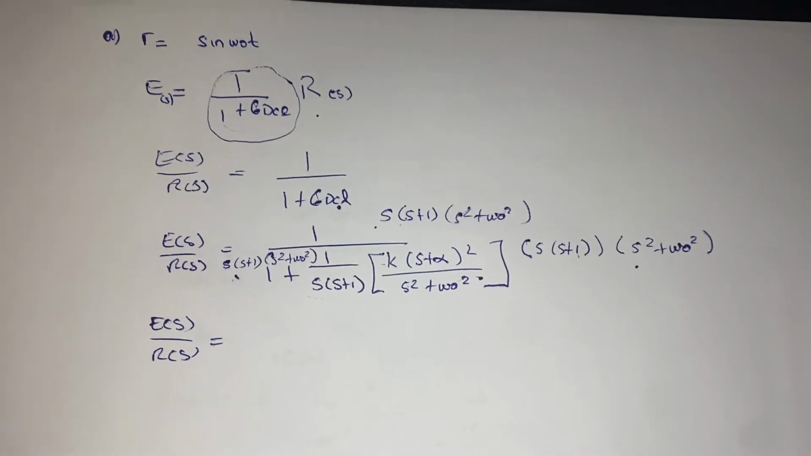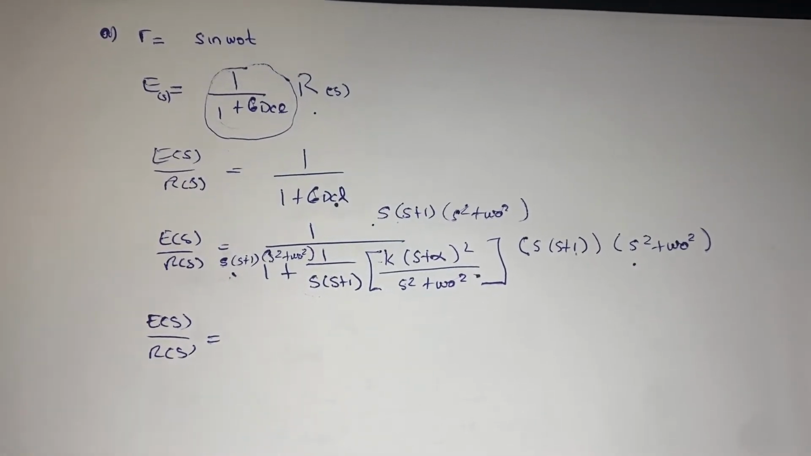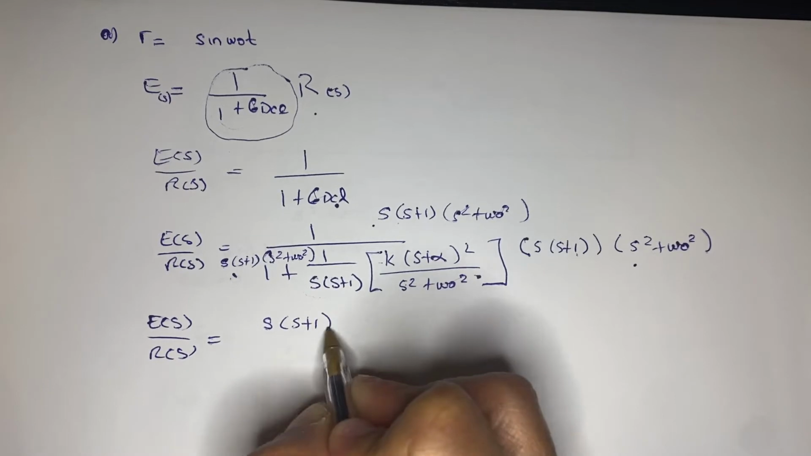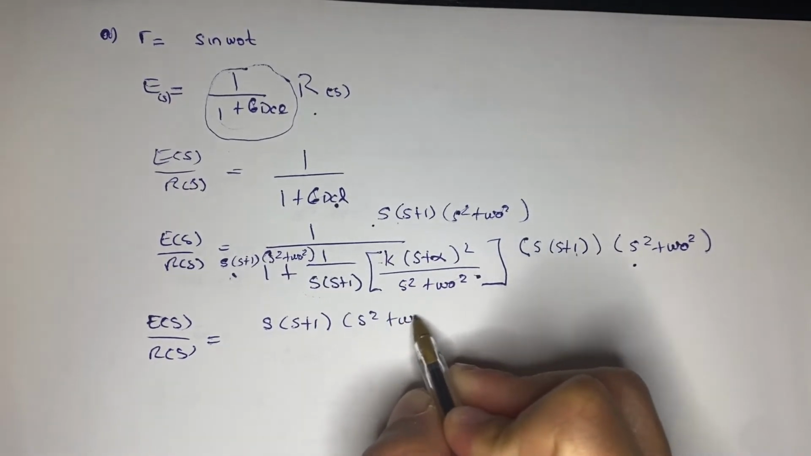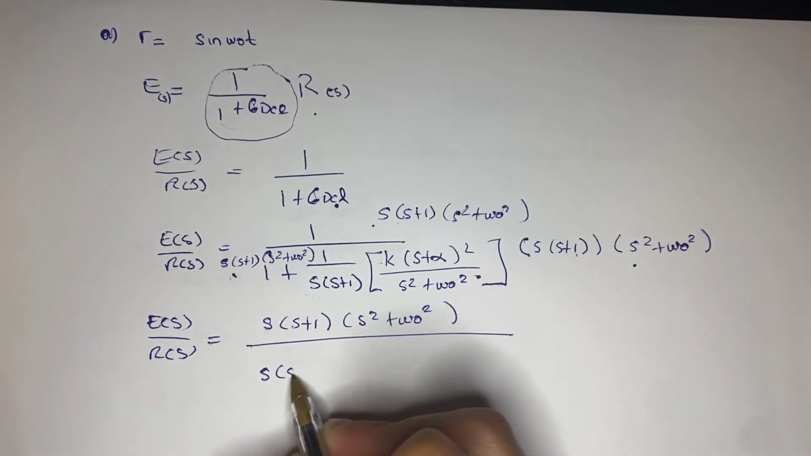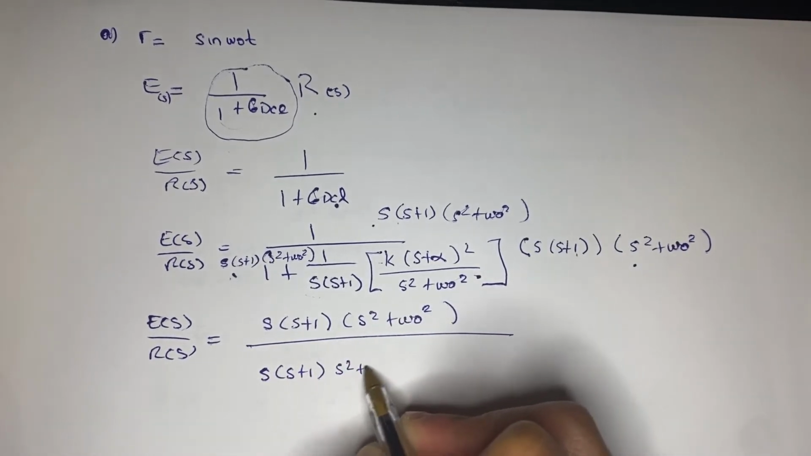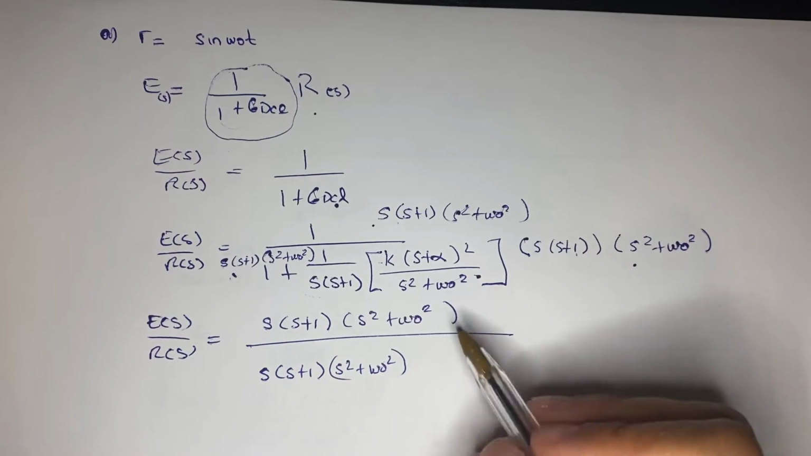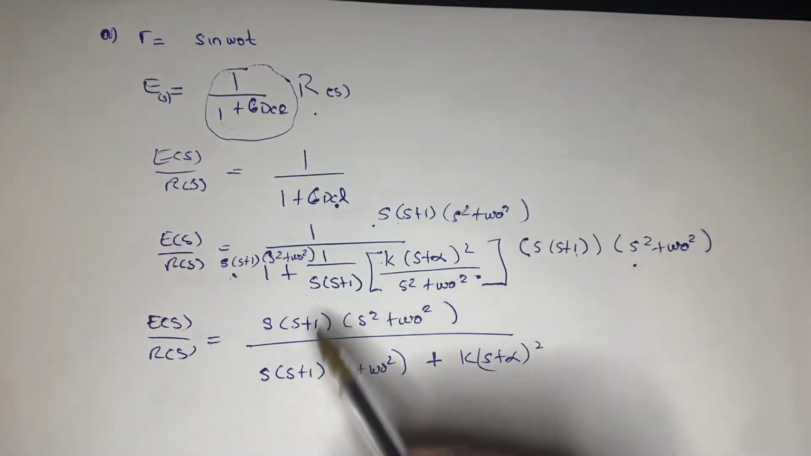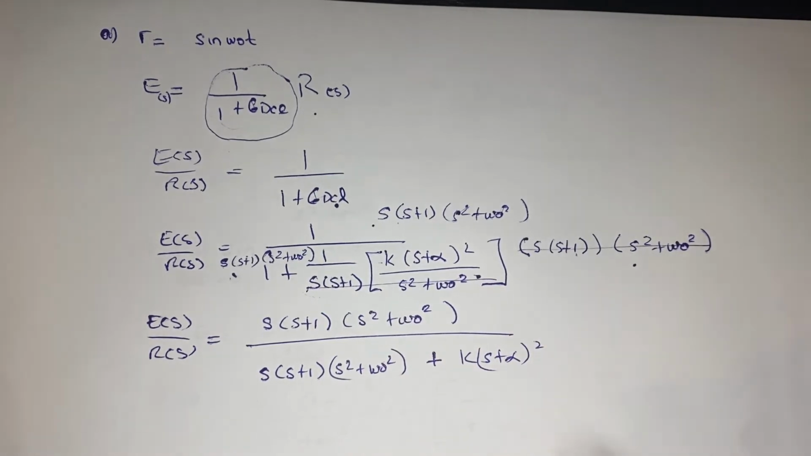So now when we do that, we're going to have an expression of the following form. We're going to have S plus 1 times S squared plus W0 squared over S plus 1 times S squared plus W0 squared plus K times S plus alpha squared, because all of this is going to cancel out.